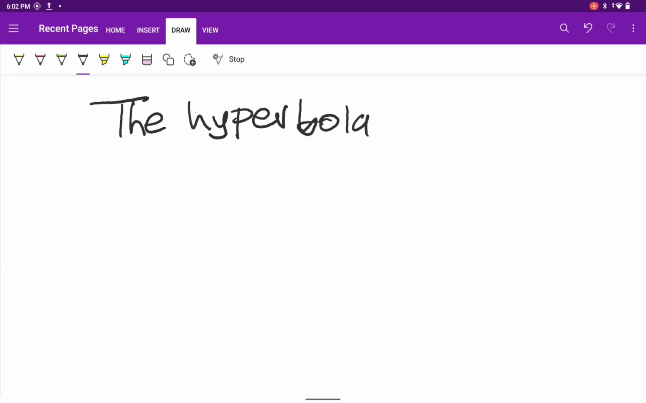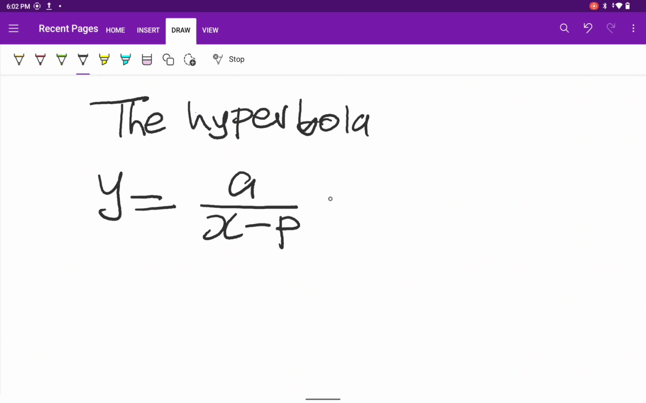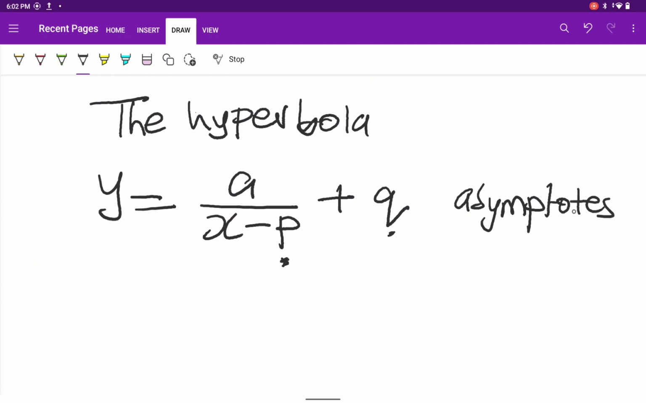The hyperbola, right? So the general form of a hyperbola is y equals a over x minus p plus q, whereby the p and the q represent what we call the asymptotes. So the p and the q represent the asymptotes. Now, what are the asymptotes?